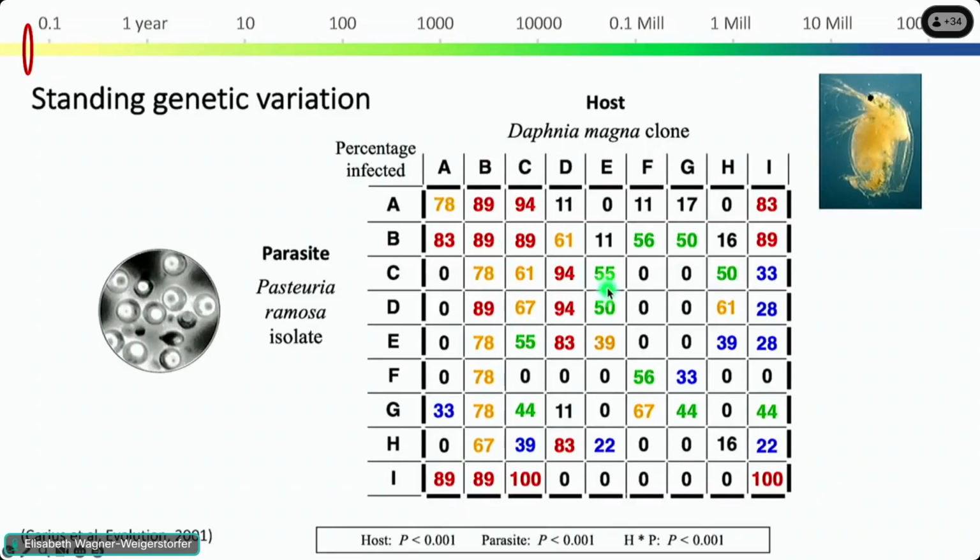And each cell in this matrix here is a percentage calculated from 18 replicates per cell. So this means 0 of 18 replicates became infected. This means all 100% of 18 replicates became infected. What you can see there is that there's an enormous amount of variation.